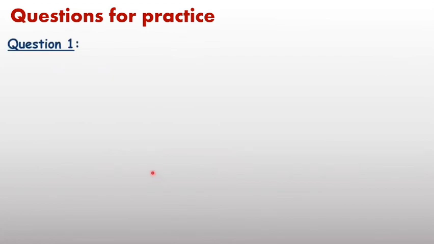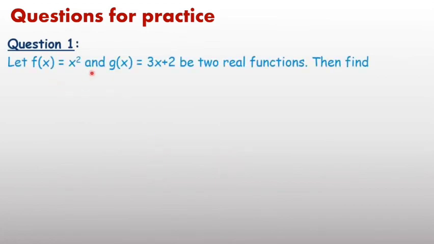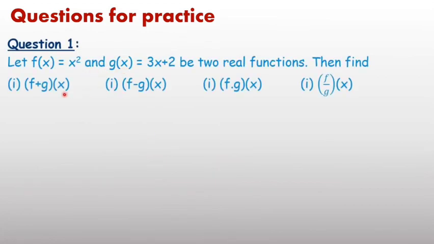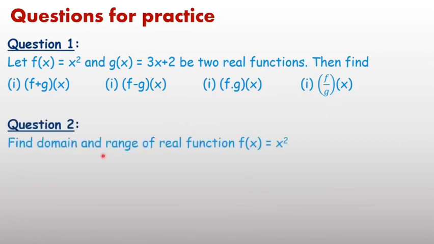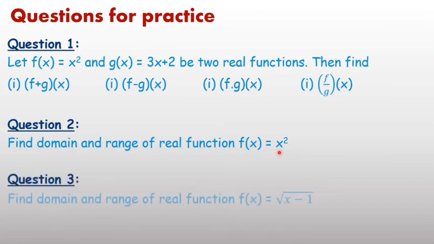Some questions for practice. f(x) and g(x) given, you have to find (f plus g)(x), (f minus g)(x), (f into g)(x) and (f upon g)(x). Second question, find domain and range of function f(x) equal to x square. And third question, you have to find domain and range of real function f(x) equal to under root x minus 1. You have to complete these three questions and give the answer.